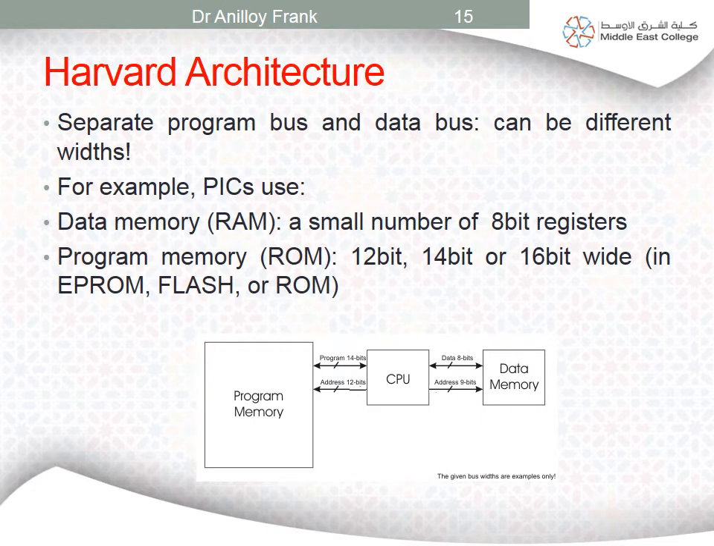The figure below shows the Harvard architecture. It consists of a separate program bus and a separate data bus, which can be of different widths. An example of Harvard architecture is the PIC microcontroller. The data memory RAM, a small number of 8-bit registers, and program memory ROM can be 12-bit, 14-bit or 16-bit wide in EEPROM, flash or ROM.